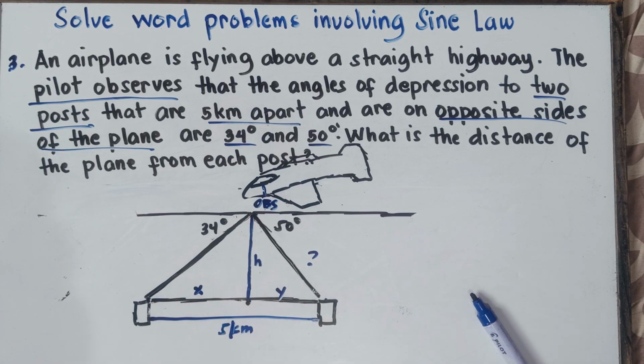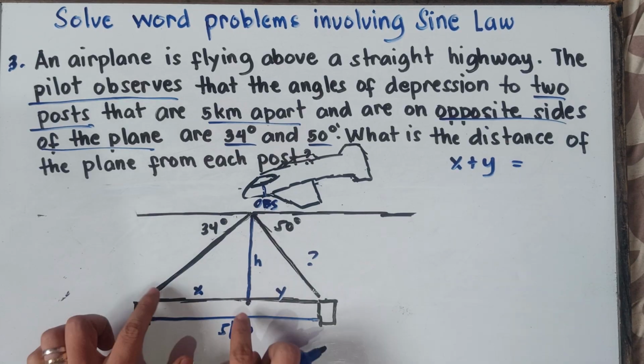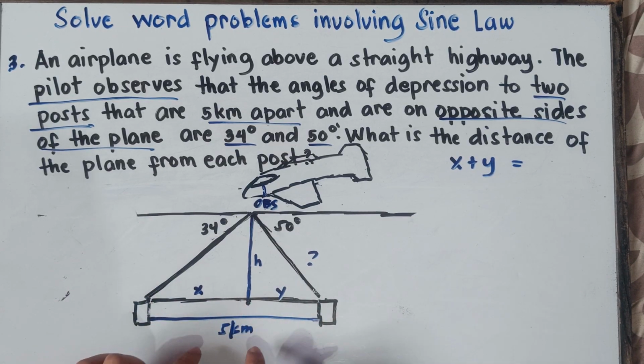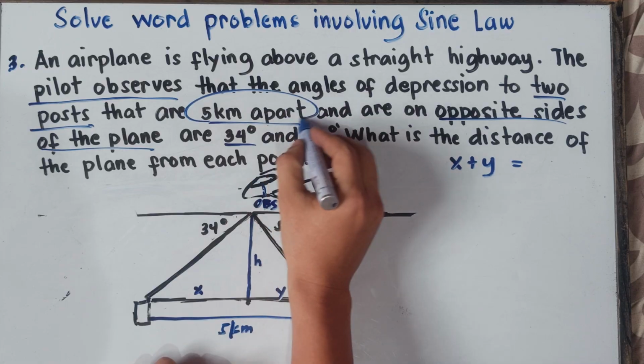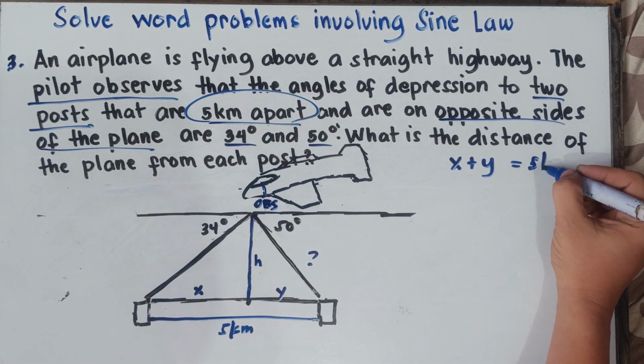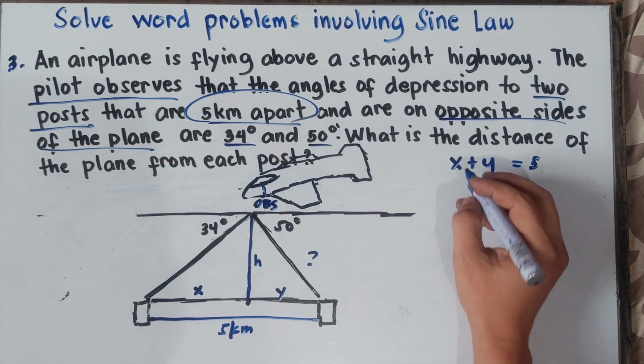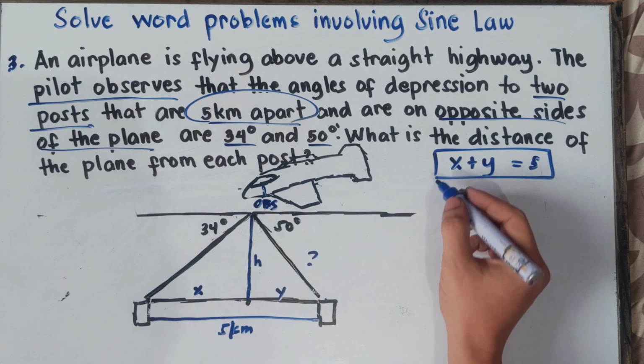So x and then y, but we know that x plus y is equal to 5 kilometers. It's given, class. 5 kilometers apart. x plus y is equal to 5 kilometers. Or let's ignore the units first: x plus y is equal to 5. This will be our first equation.